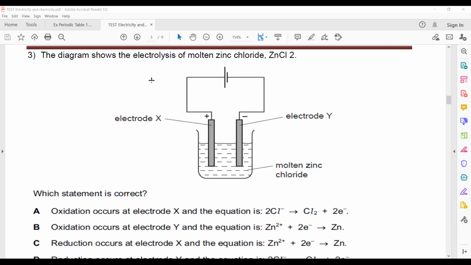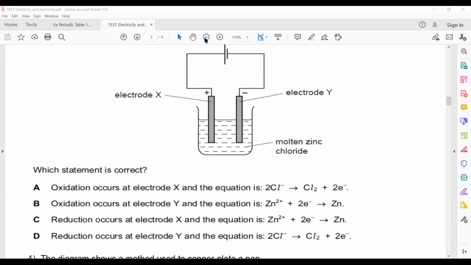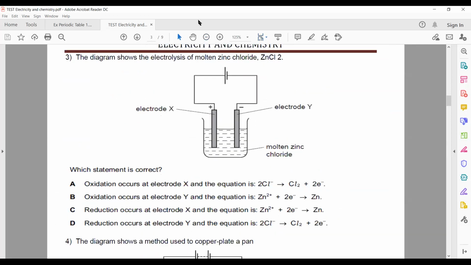Then question 3. The diagram shows electrolysis of zinc chloride and it is molten. So when it is molten zinc chloride, there is a zinc ion present and there is a chloride ion also. Zinc is a positive ion attracted towards the cathode. So the zinc ion attracted towards the cathode will take 2 electrons and change to a zinc atom.